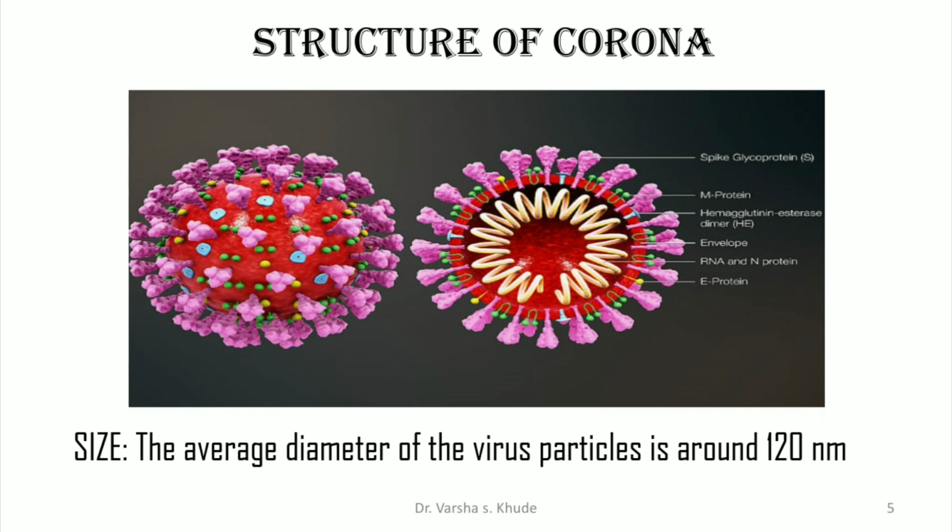Coronaviruses contain a positive sense single-stranded RNA genome. The genome size for coronaviruses ranges from 26.4 to 31.7 kilobases. The genome size is one of the largest among the RNA viruses. The genome has a 5' methylated cap and a 3' polyadenylated tail.